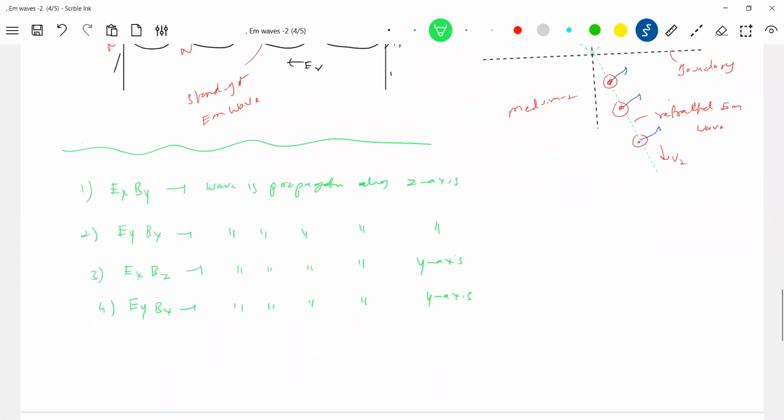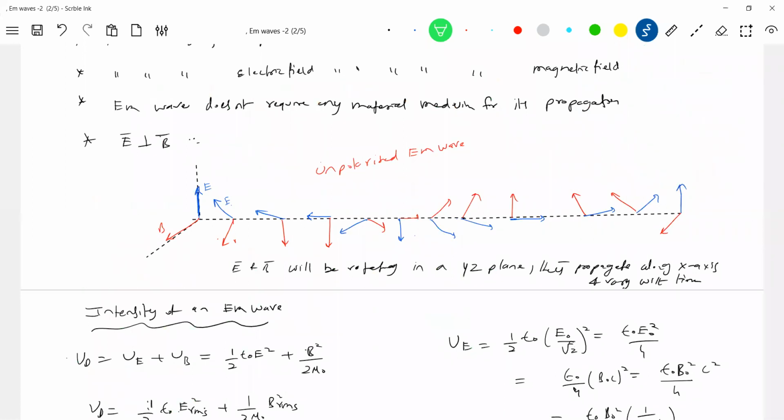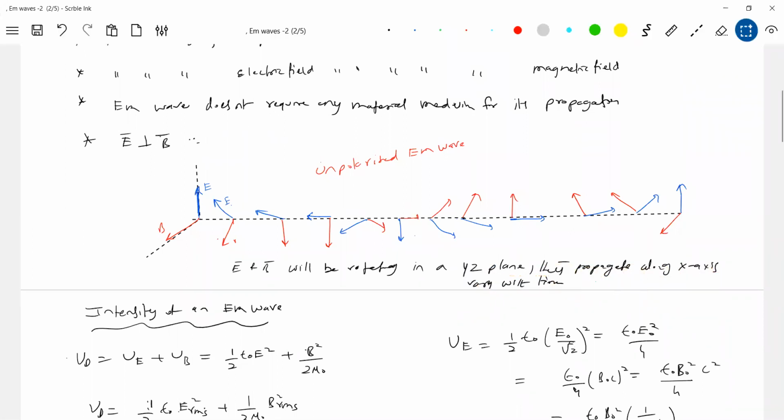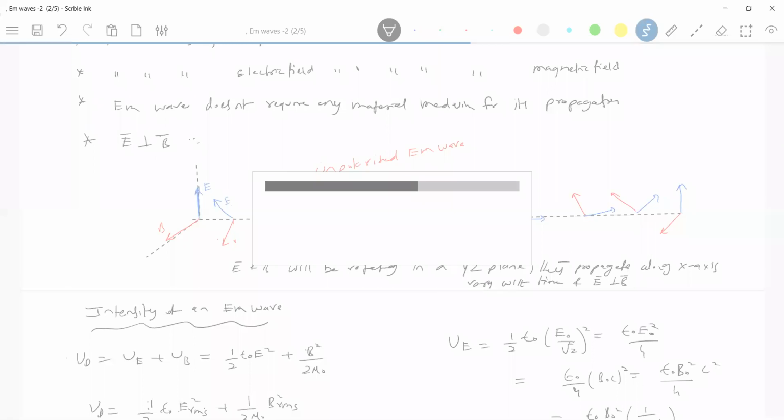So for an unpolarized wave, I think somewhere here, I'll go back to this. E bar, B bar will rotate in the y-z plane and they propagate along the x-axis and vary with time. Or what does it mean? The E bar and B bar will be mutually perpendicular. I'll add that sentence, one more, that one. Vary with time. Okay, fine. It should be like this. So they may ask you very good questions just to identify whether it is an unpolarized or polarized EM wave. I think you have to identify that.